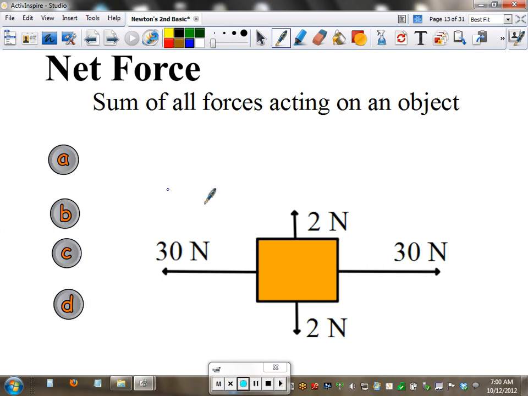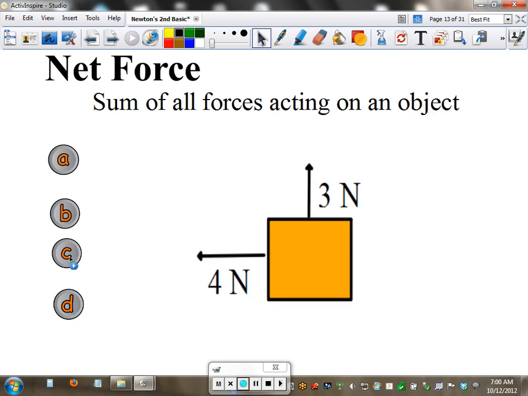Or this one. Try to write it down. Here's your answer. Cancel, cancel, cancel, cancel. F net equals 0. And last one. We'll get to this one later. This is a Pythagorean theorem one, right? This is just like our velocity and displacement.